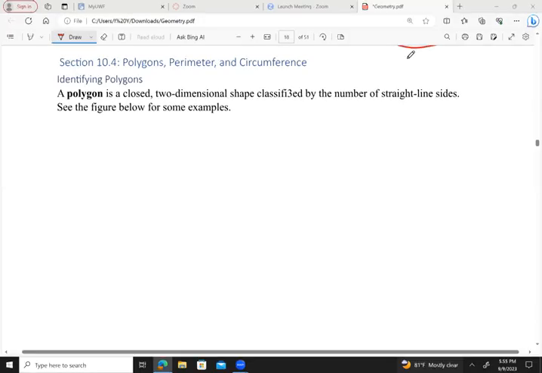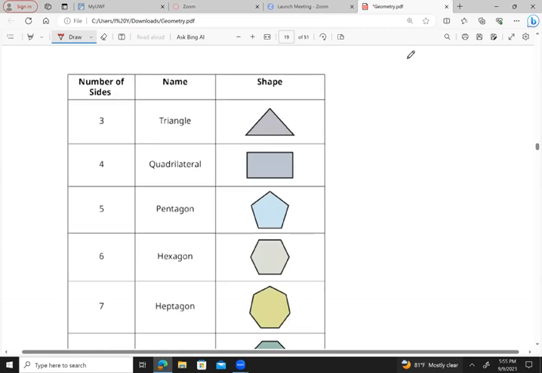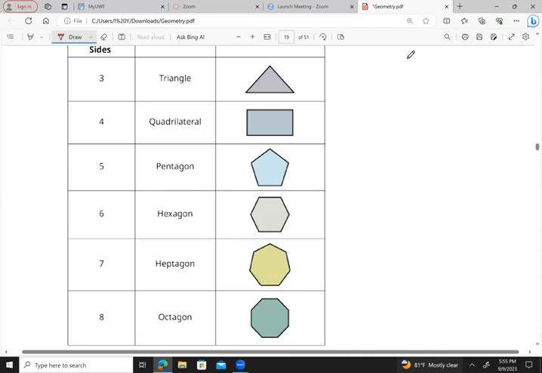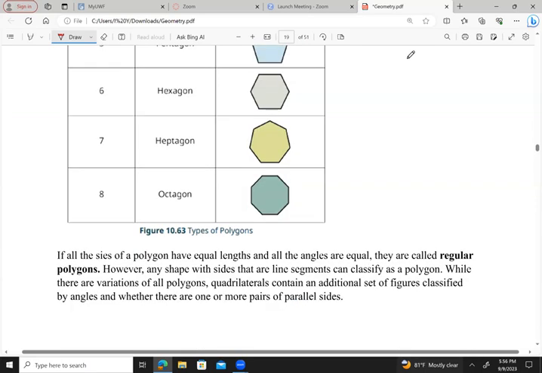Today we're going to look at section 10.4, polygons, perimeter, and circumference. A polygon is a closed two-dimensional shape classified by the number of straight line sides. So we start with a triangle, 3 sides, quadrilateral, 4 sides, pentagon, 5 sides, hexagon, 6 sides, heptagon, 7 sides, octagon, 8 sides. If all the sides of a polygon have equal lengths, and all the angles are equal, they are called regular polygons.